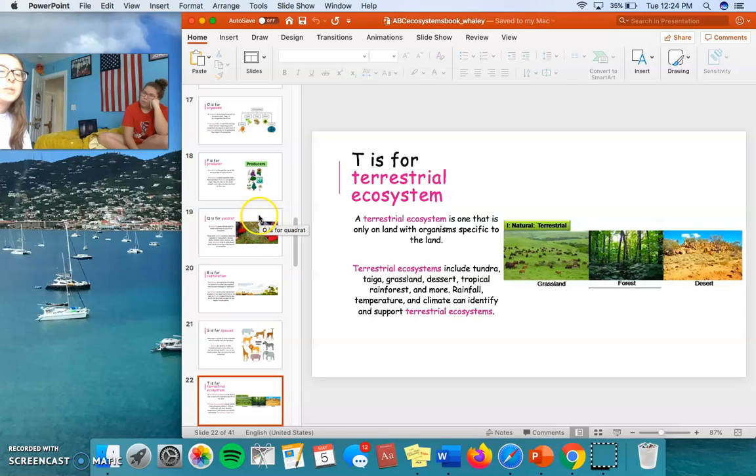T is for terrestrial ecosystem. A terrestrial ecosystem is one that is only on land with organisms specific to the land. Terrestrial ecosystems include tundra, taiga, grassland, desert, tropical rainforest, and more. Rainfall, temperature, and climate can identify and support terrestrial ecosystems.